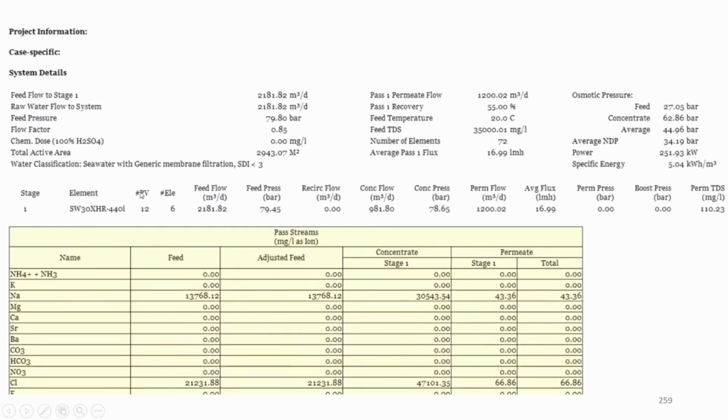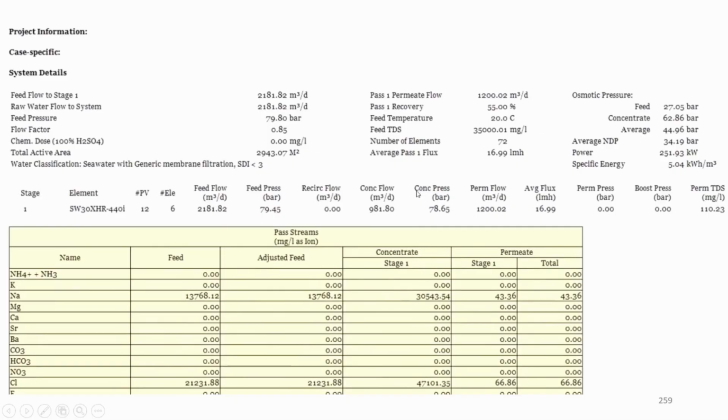In the stage information, you have also the type of the element. You can see here the number of pressure vessels is 12. The number of elements in each pressure vessel is 6. Required feed flow for this case is 2181 cubic meter per day. Feed pressure is around 80 bar. We don't have any recirculation system. The concentrate flow in this case is 981.80 cubic meter per day.